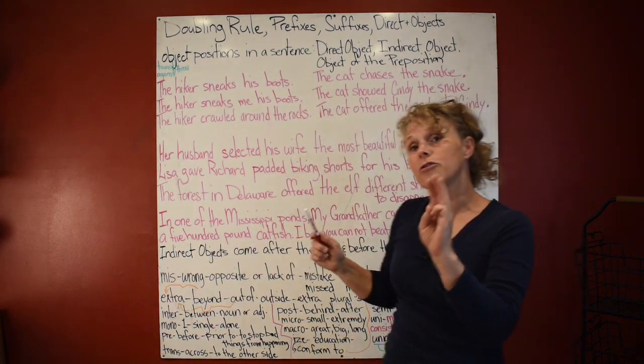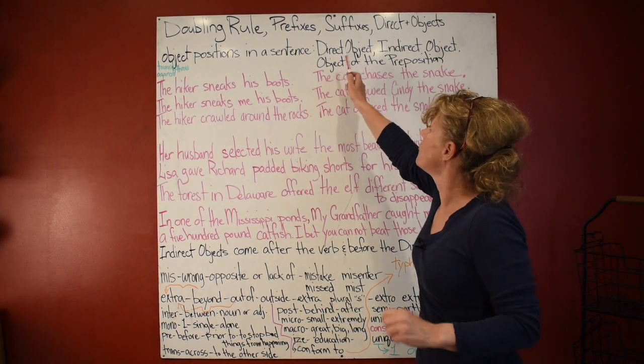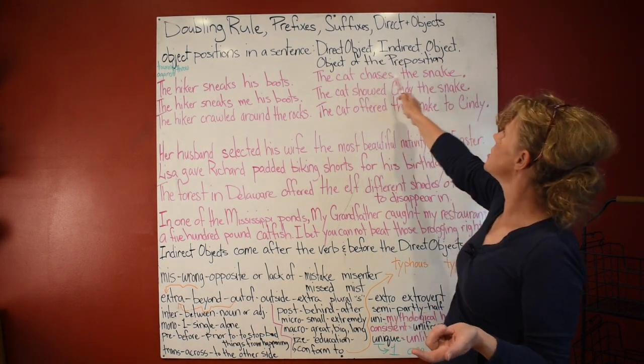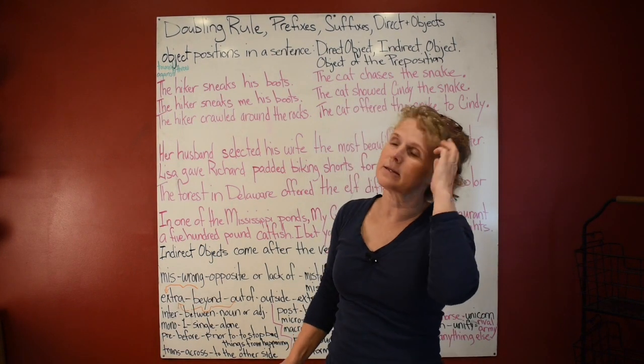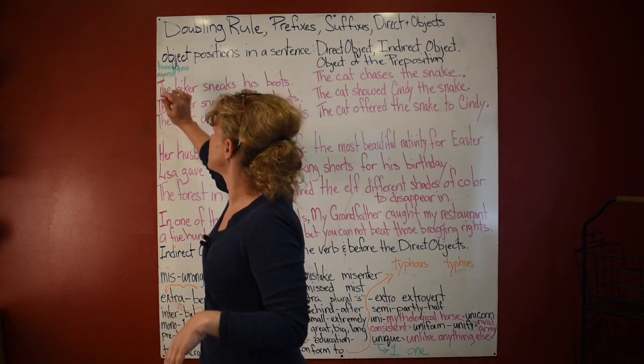So now there are three object positions in a sentence. What are they? We have direct objects, indirect objects, and objects of the preposition. There are three that can go in a sentence. All right, so let's talk about object.